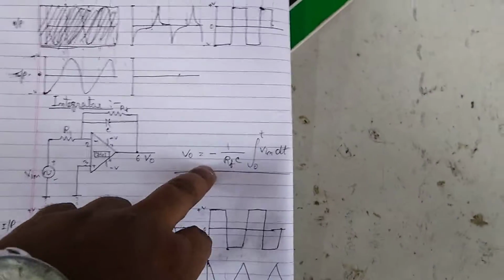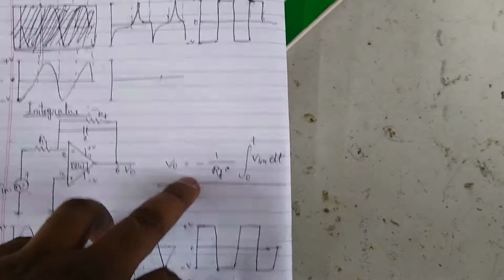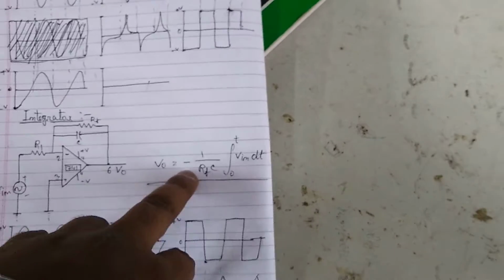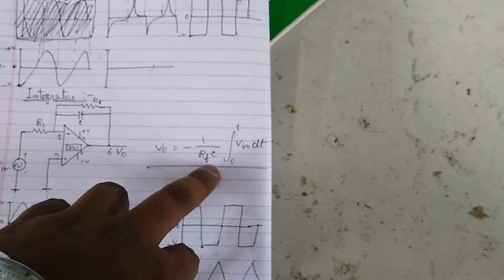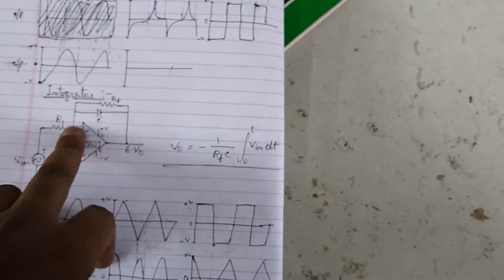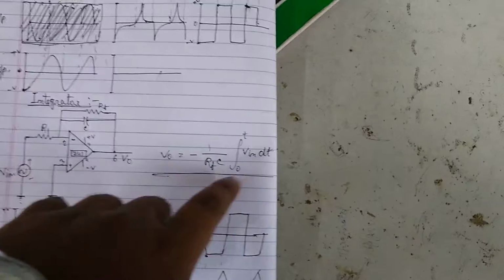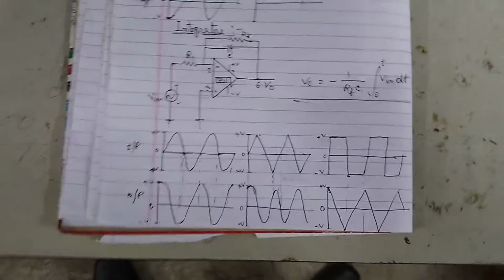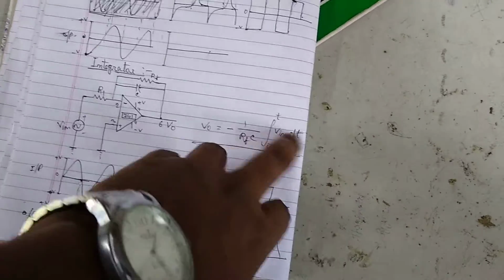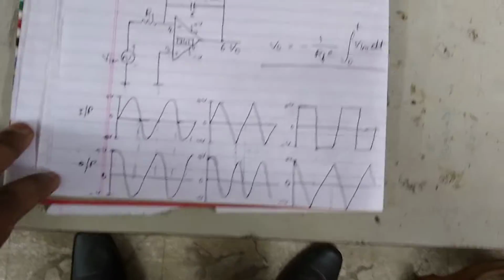signals. And if we calculate it, we will get the output like this: V0 is equal to minus 1 by RFC, that is the feedback resistor into the value of the capacitor, and integration 0 to t of V in dt. The output will be the integrated form of the input voltage.